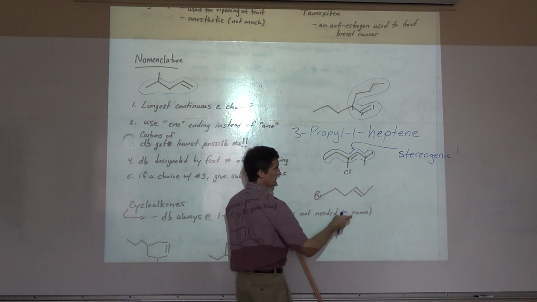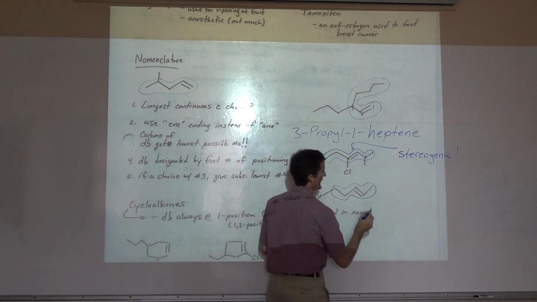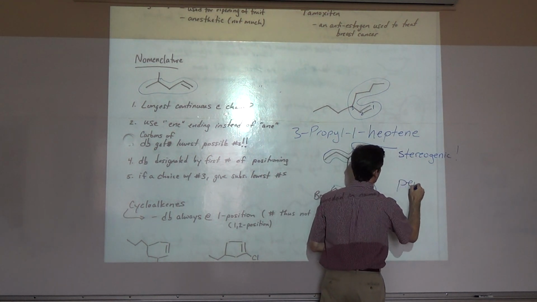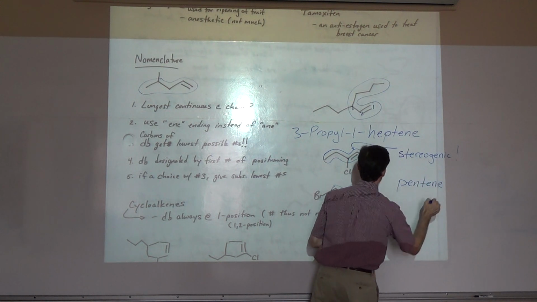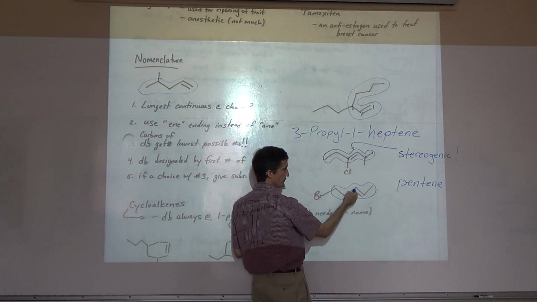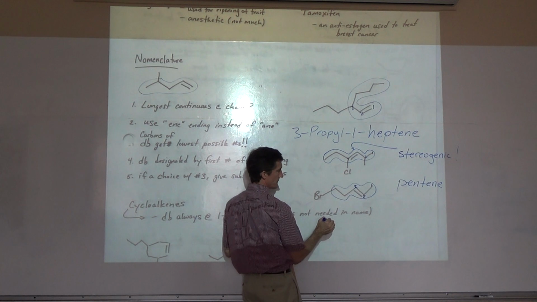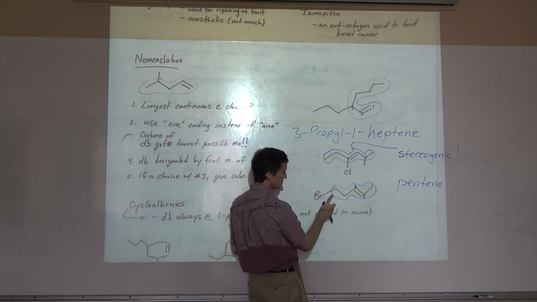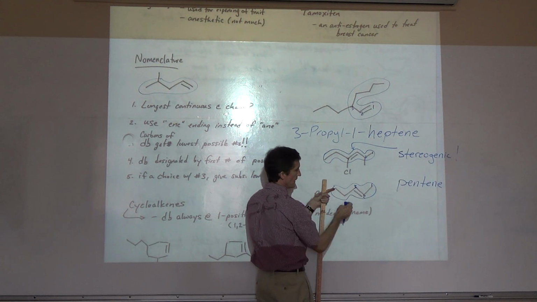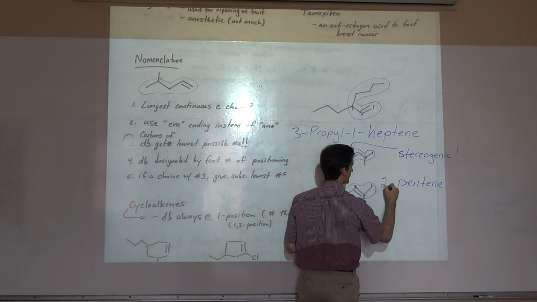Longest continuous chain, well, 1, 2, 3, 4, 5. So there we go. We have a pentene. The double bond is not at the 1 position, but at 2, 3. It's going to be 1, 2, 3. Double bond gets lowest numbers. We would not come over here because then the double bond would be 1, 2, 3, 4. 2, 3 is better than 3, 4, but we only list the first number. We have a 2-pentene.